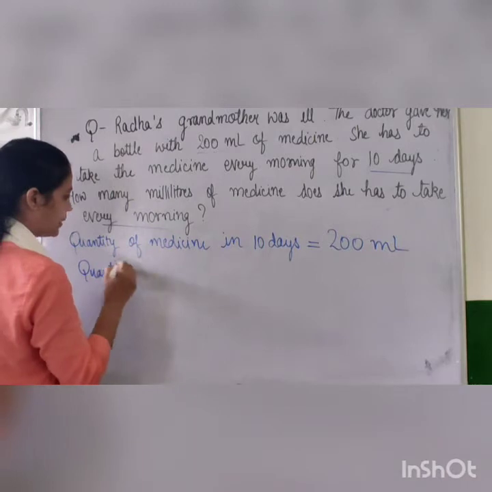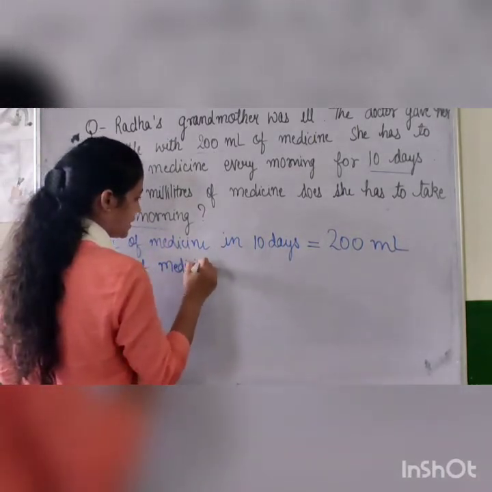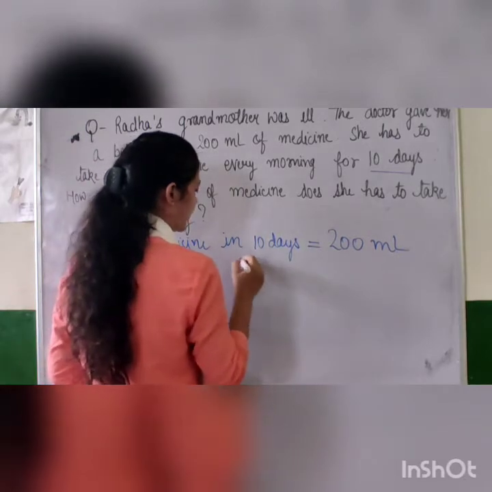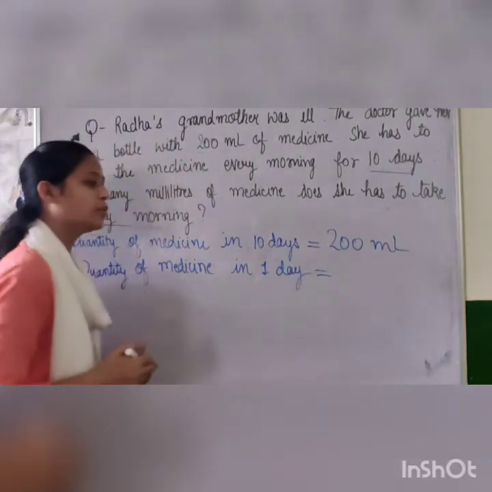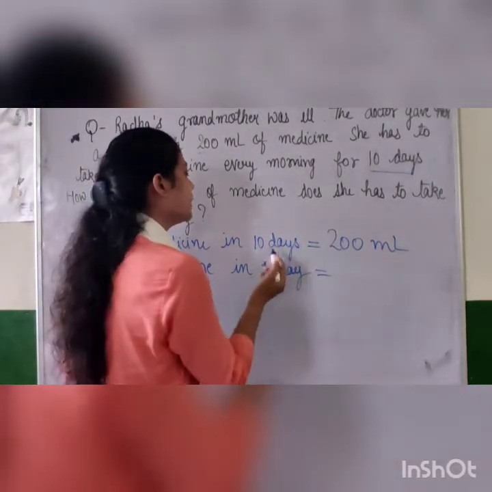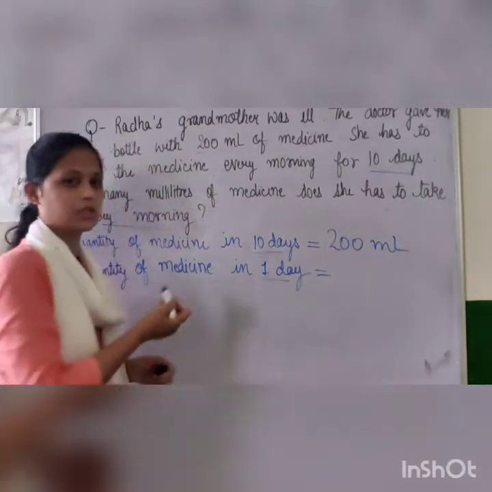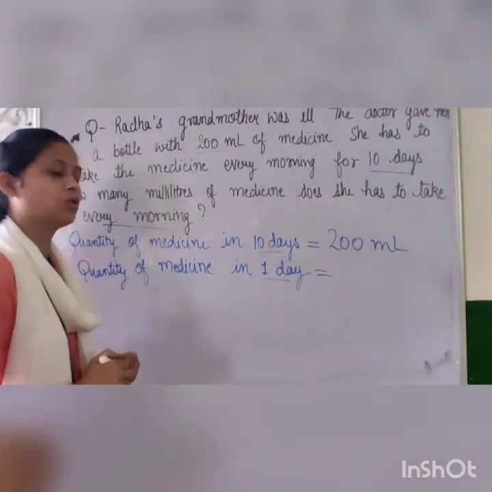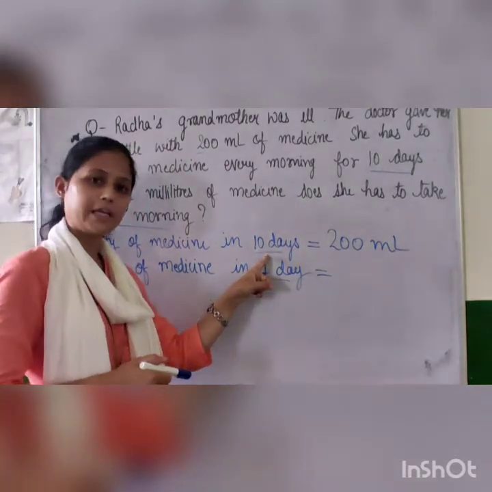Quantity of medicine in one day. How much medicine will she take in one day? So to find out for one day, what we will do? We have been given for the big amount, for 10 days this time, and we have to find for the small amount. Whenever we have to go from 1 to many, we do multiplication. But here we have to go from many to 1.